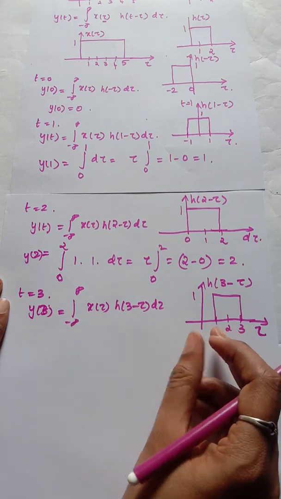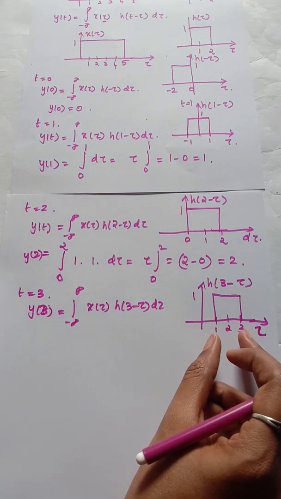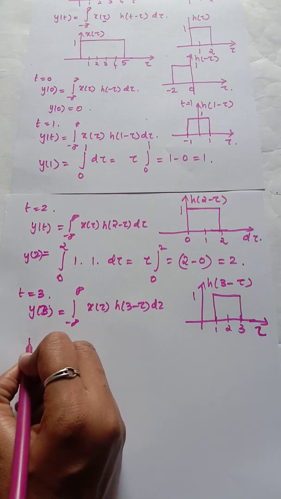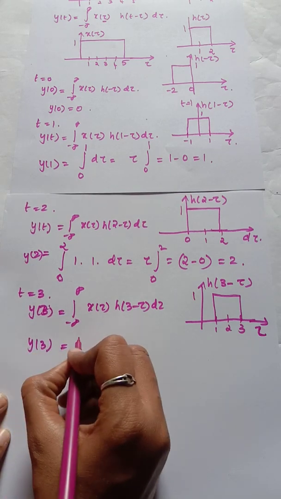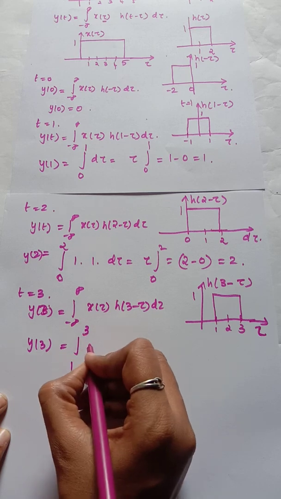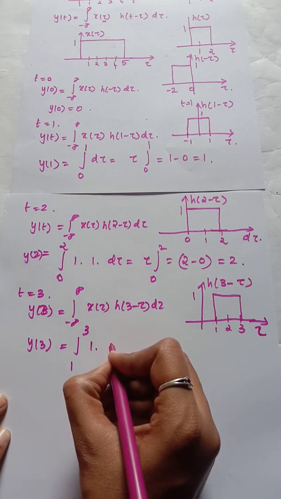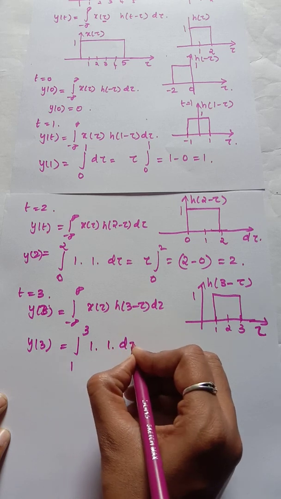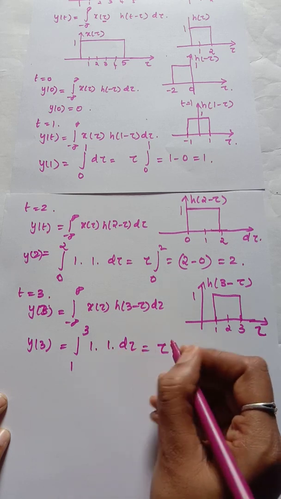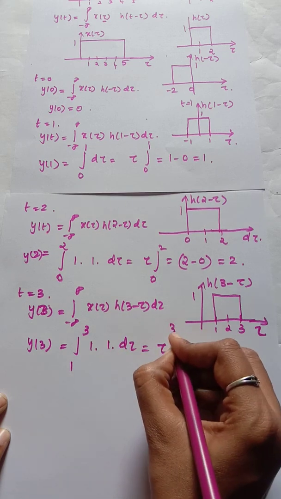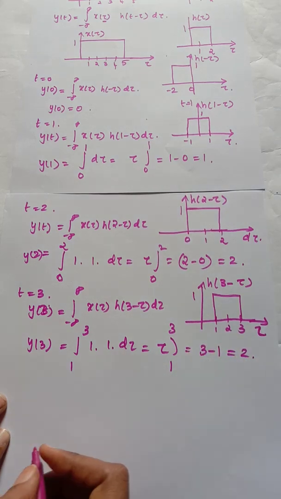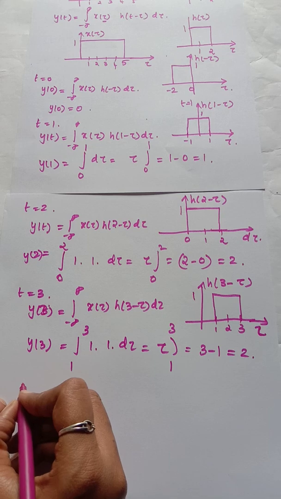So which one is common here? Yes, 1 to 3 is common for these two signals. So y of 3 is the integral from 1 to 3, x of tau is 1, h of 3 minus tau is 1 d tau. So when you integrate, you will get tau, and applying upper limit and the lower limit, it is 3 minus 1, which is equal to 2. Okay, so y of 3 is also 2.